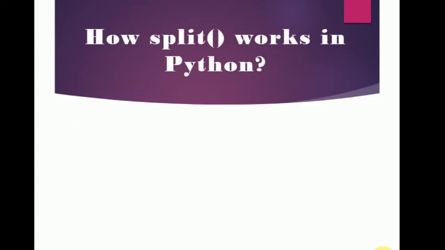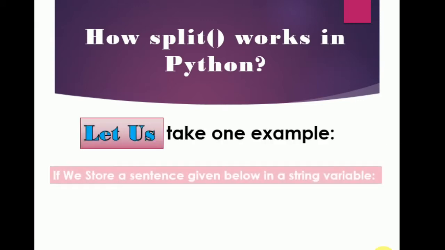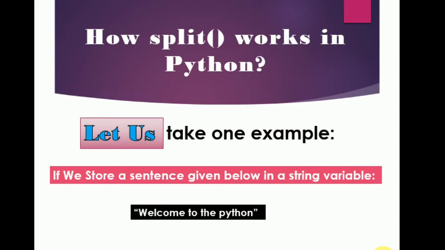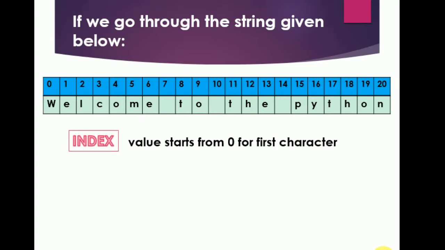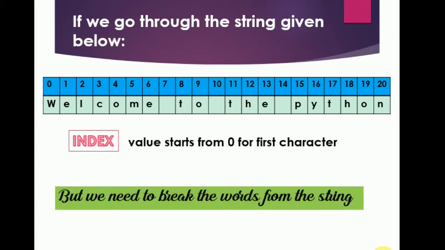Now first, let us discuss how split works in Python. We take one example, where we store a string in a variable: welcome to the Python. You know that a string index starts from 0. That means if we read character by character, then 0, 1, 2, 3, 4, like this we can read out the characters from the string. But this time we don't need to read out the characters, we need the words. It means we have to break the words out of the string.